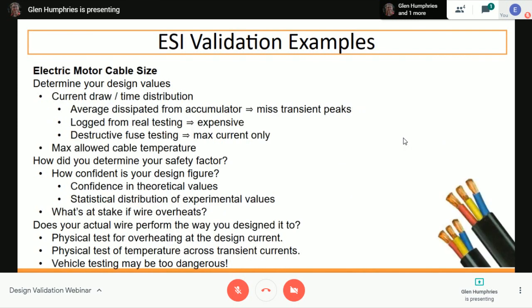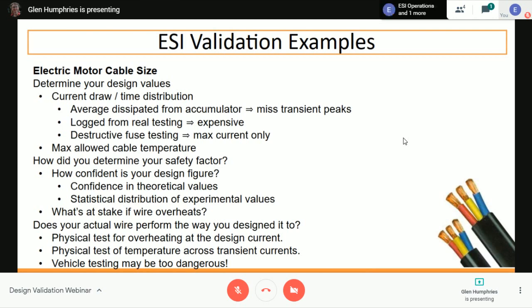Okay, final example, just one for the electric teams there. The cable size of the electric cable feeding your motors. And I'll say, of course, that I'm not an electrical engineer. I'm sure there are people who know a lot more about this than I do, but I'm sure we can all learn from this example about how the same principles of validation can be applied to many, many different components on the car.